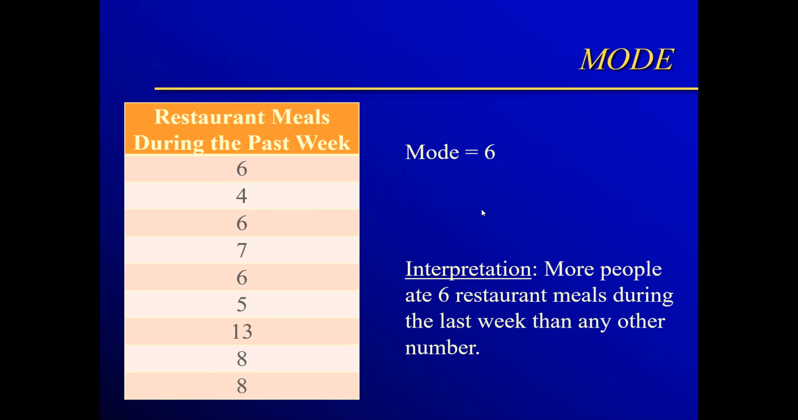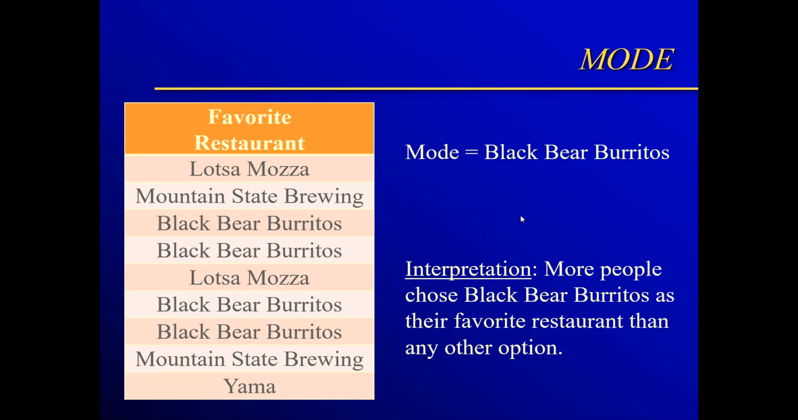So this is a number form, but it could also be in category form with just words. So we can see that people's most favorite restaurant is Black Bear Burritos. So more people chose Black Bear Burritos than any other.